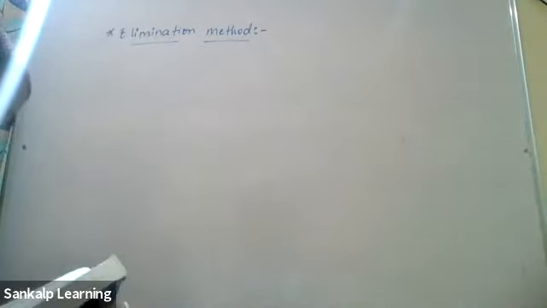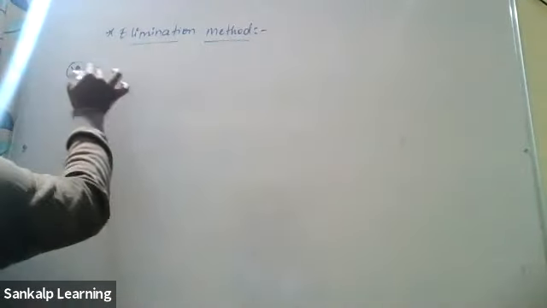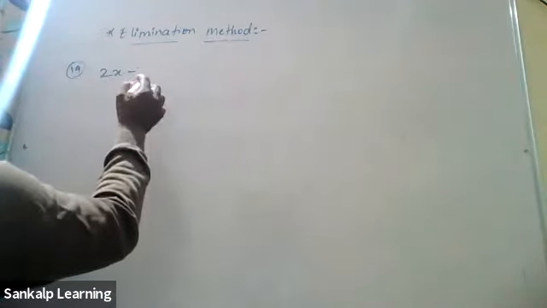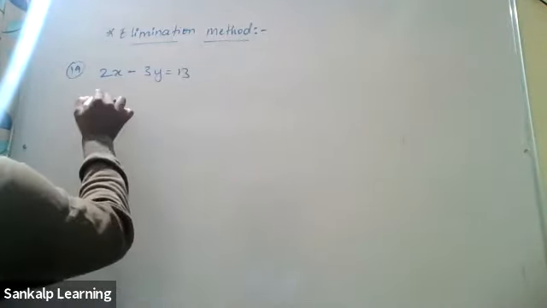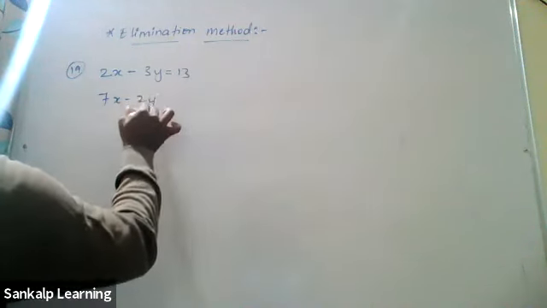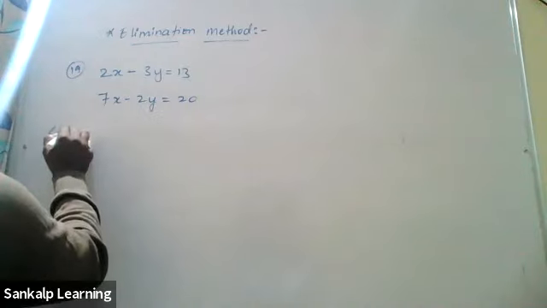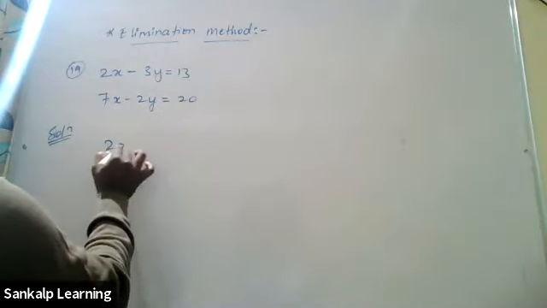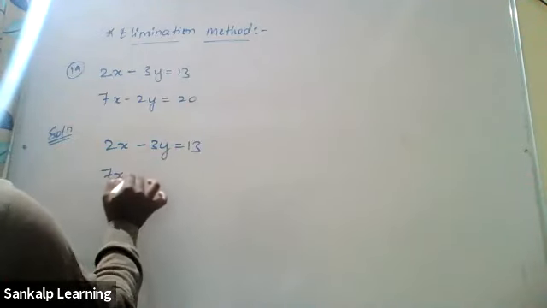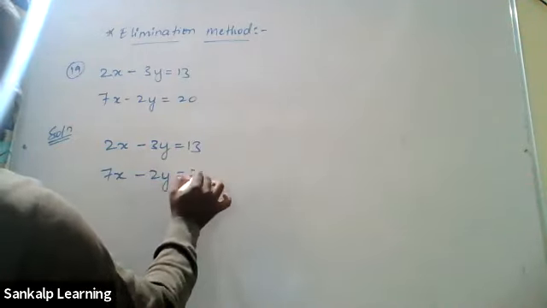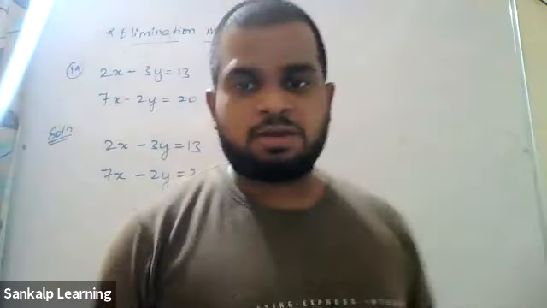Okay, let me take a question. Please listen carefully. This is your 19th one. 2x minus 3y equals 13. 7x minus 2y equal to 20. Okay, solution. It's your wish. You can eliminate any variable you choose. Okay, I always eliminate x. Now, what is the first step? You have to make the coefficients same, isn't it?